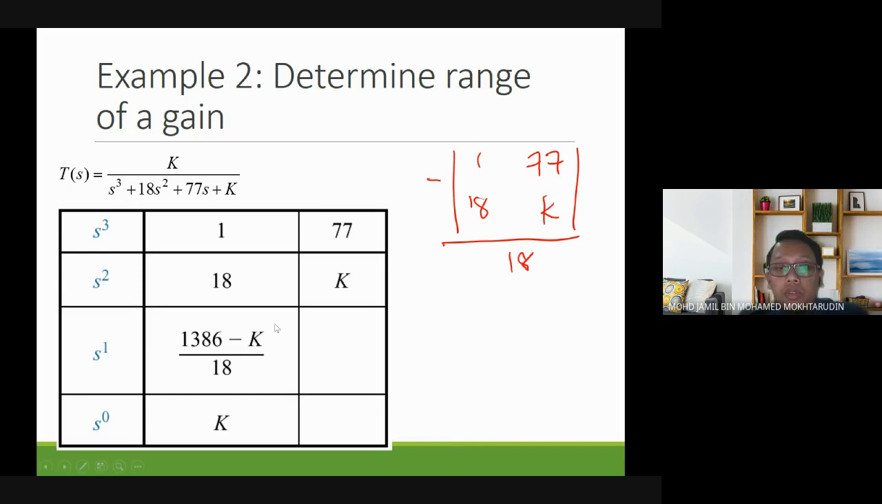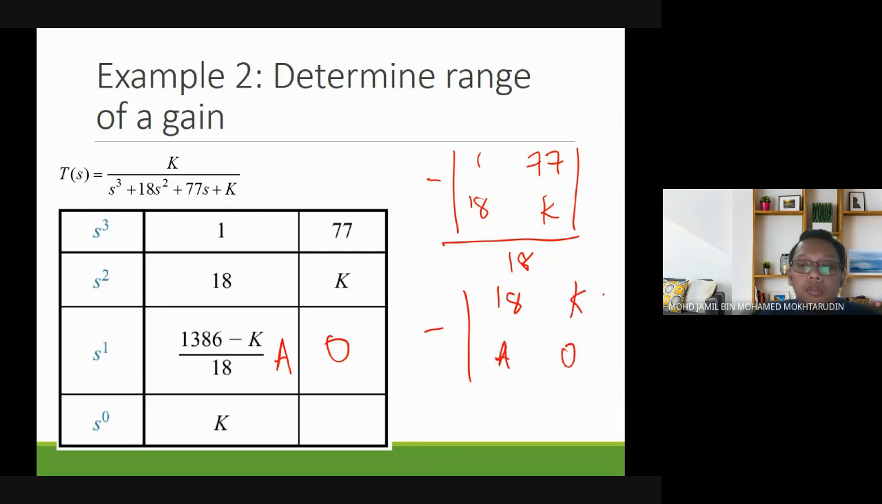So you calculate, you get 1386 minus K divided by 18. And the next column, you don't need to calculate, okay? It's empty. But if you calculate, you get 0. Not 0 marks, you get the value 0, okay? And then the last row, S0, use the same formula, the determinant. So determinant 18. Okay, so let's say this is A, K and 0 divided by A. So you get K. Okay.